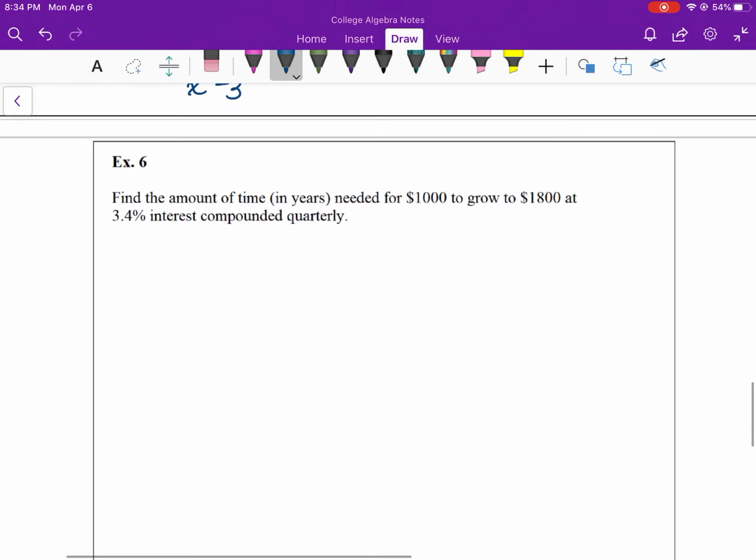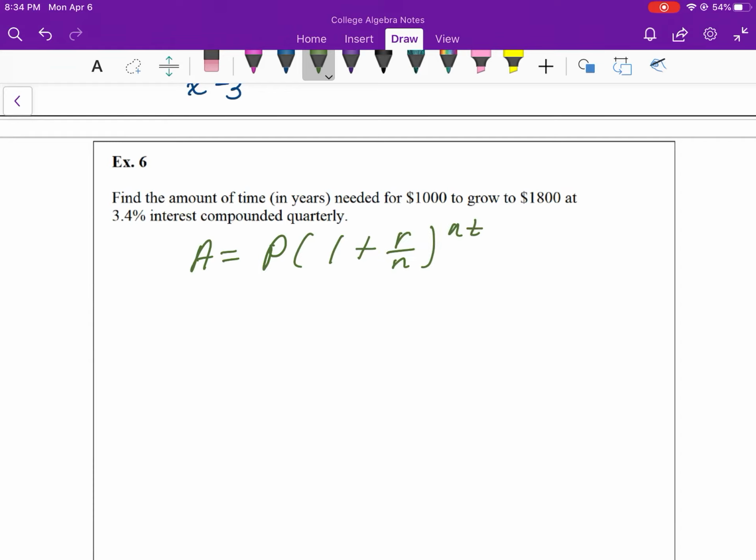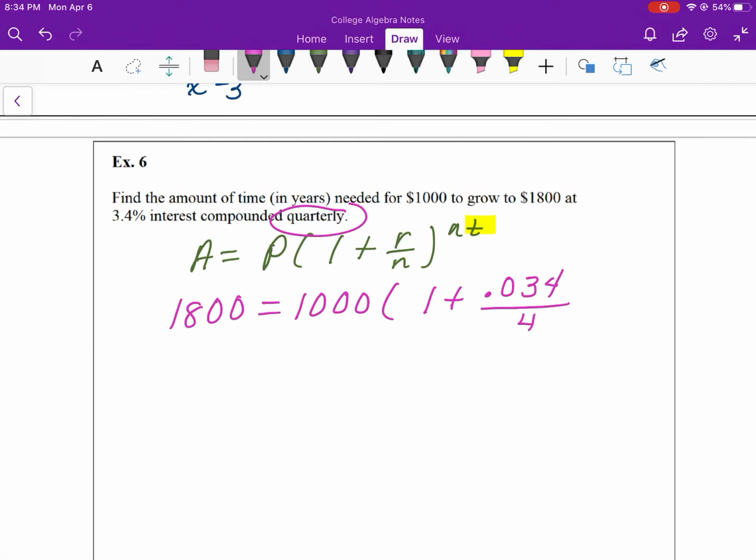Okay, now example 6 is an application of using what you've learned in this lesson. This problem has interest that's compounded quarterly. So it's back to this formula. We're going to find the amount of time, so we're going to be solving for t. We want $1,000 to grow to $1,800. Quarterly, so 4 times a year. And we don't know how many years, so that's 4t.